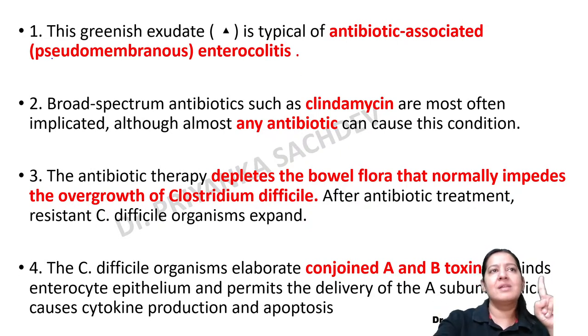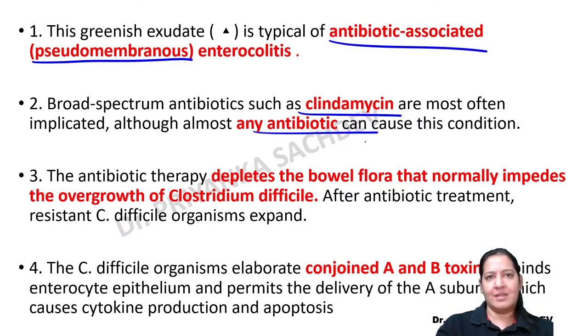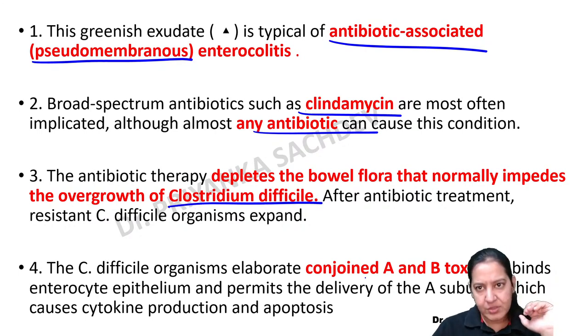The examiner can ask the diagnosis, pseudomembranous colitis or antibiotic associated colitis. The antibiotic can be clindamycin or any other antibiotic. What is the bacteria? Clostridium difficile. What is the toxin? It is toxin A and B. Everyone give me a thumbs up.